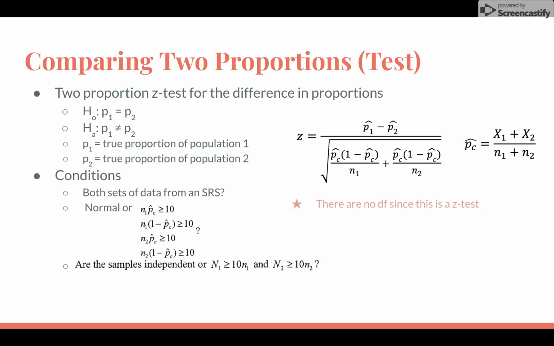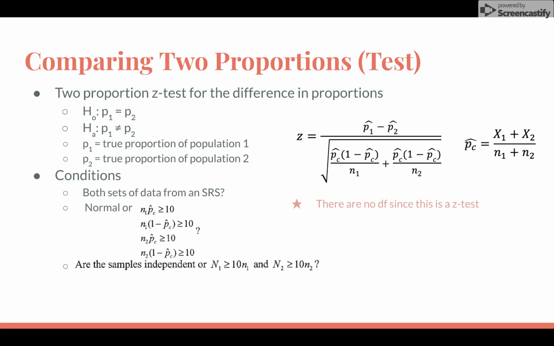So for comparing two proportions for a test, you would use this test if you were given two samples of proportions. And for the null hypothesis, you would just state that proportion 1 equals proportion 2. And for the alternative hypothesis, you would say that they are not equal to each other. And then you'd have to state P1 and P2, and those are just the true proportions of each population.